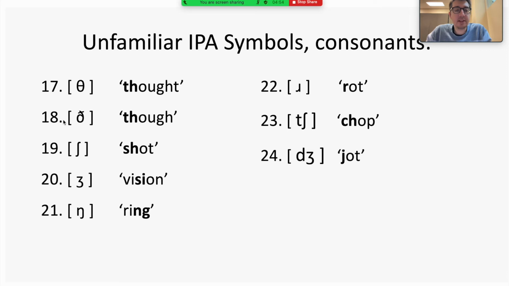These two, 17 and 18, we produce by putting our tongue between our teeth, such as th in thought, and the in though. And you'll see the difference between them a bit later.